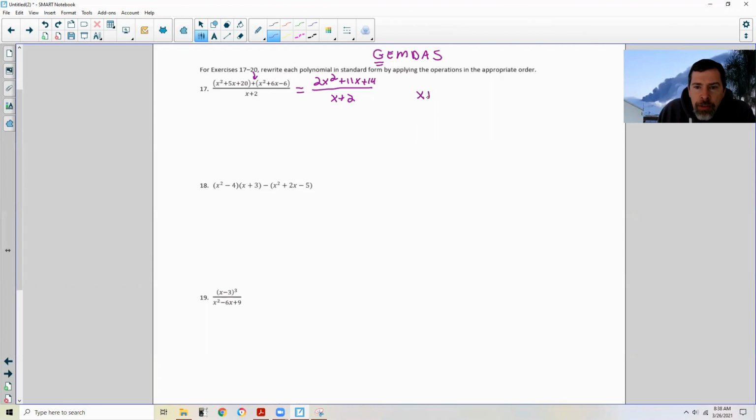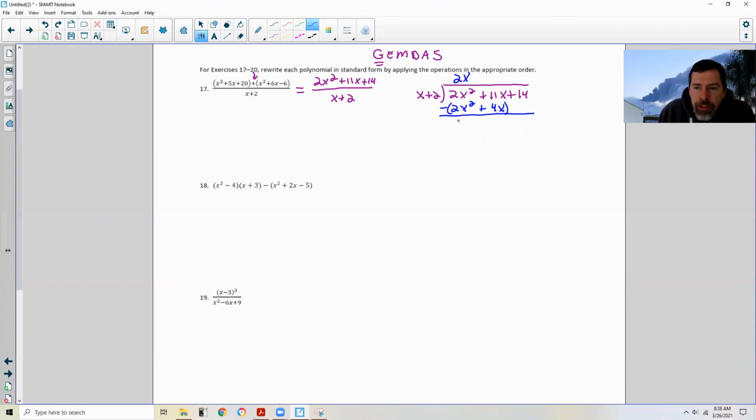So I'm going to write x plus 2 here, divided, and then 2x squared plus 11x plus 14. And I'm going to divide. 2x squared divided by x is 2x. So 2x times x is 2x squared. 2x times 2 is 4x. Subtract.